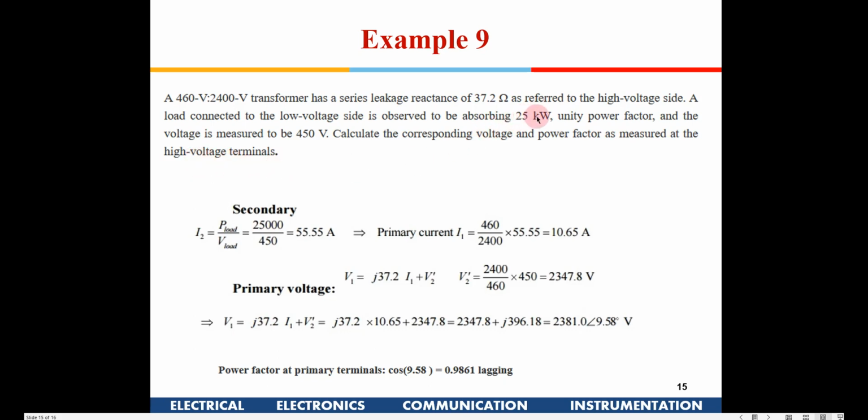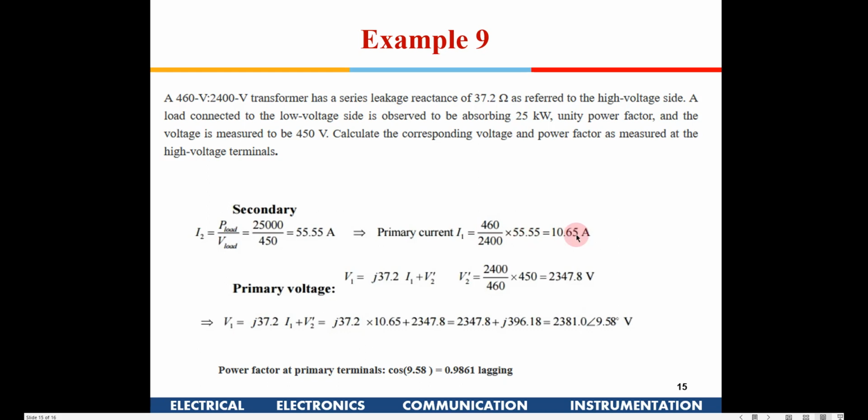So again 25 kilowatt. So what is the I2? 25 divided by 450. Okay, this voltage is 450 instead of 460. 450 is being monitored. So you get the secondary current. The primary current will be multiplied by 460 divided by 2400, right, because the voltage is higher, so current will be lower. So this is the primary current, right.